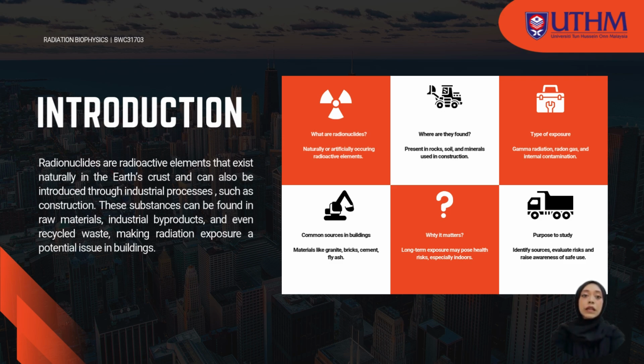For the first key, what are radionuclides? Radionuclides are naturally or artificially occurring radioactive elements. Where are they found? They are present in rock, soil, and materials used in construction. So what are the types of exposure? Such as gamma radiation, radon gas, and internal contamination. The common sources in buildings are materials like granite, bricks, cement, and even fly ash.